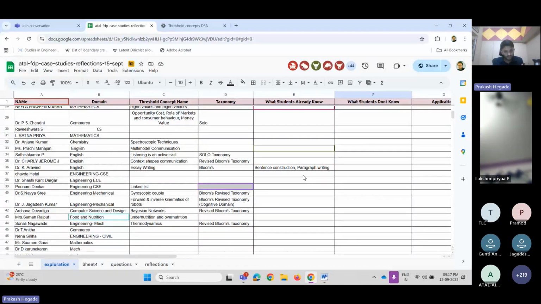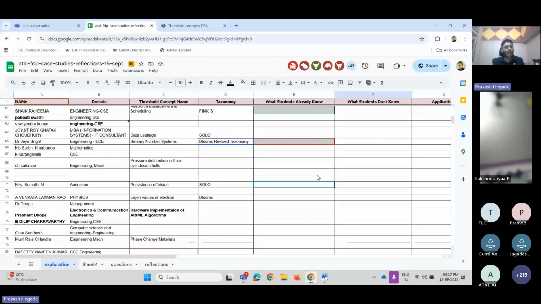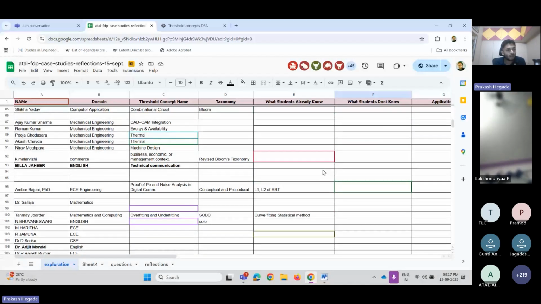Okay. Sentence construction, paragraph writing. Yes, exactly. That's exactly, Arvind sir, what I was looking for. I want you all to be writing the minimal things which students know from a sociological perspective. So go ahead. I know this is going to be a challenging task.